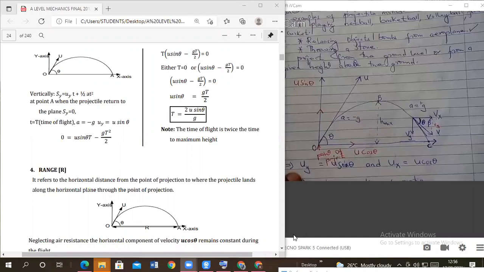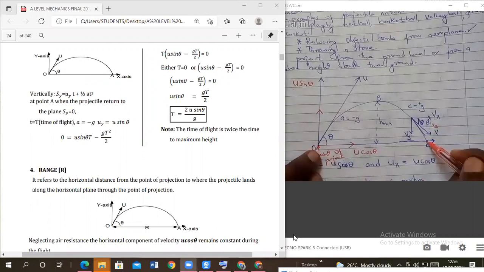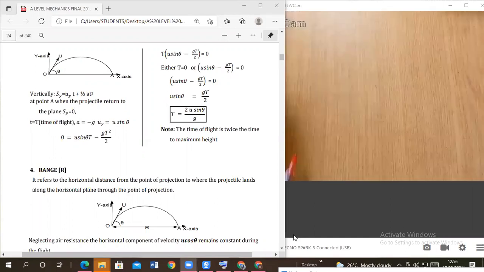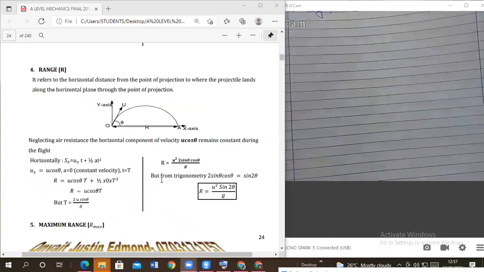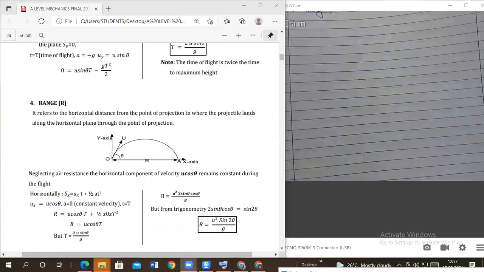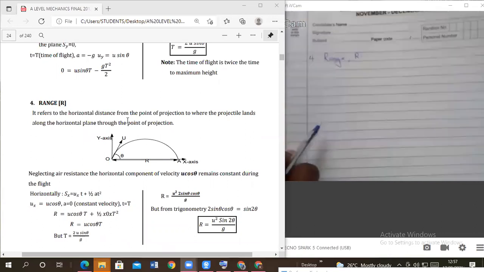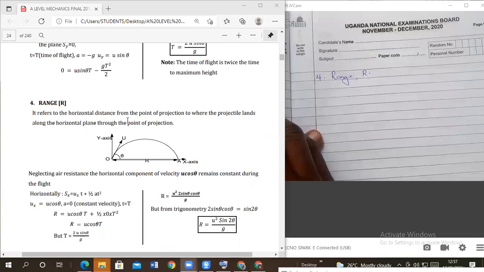So the distance from this point up to here, that distance is called what? Range. From here up to that point, that distance is what we call our range. So it's a horizontal distance. How do we find that distance? The definition, you have seen it. You can write that: it is the horizontal distance from the point of projection to where the projectile lands along the horizontal plane through the point of projection.